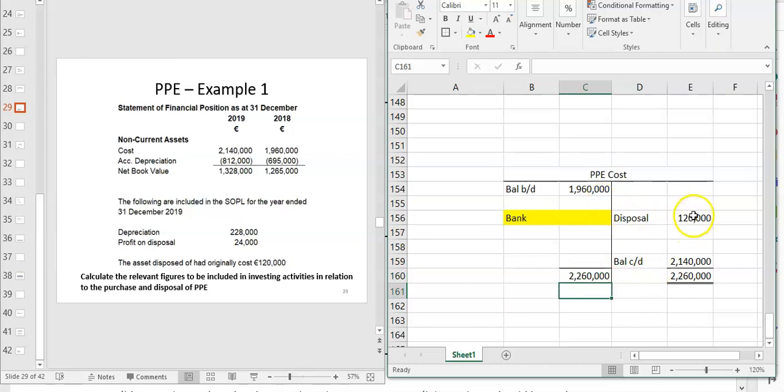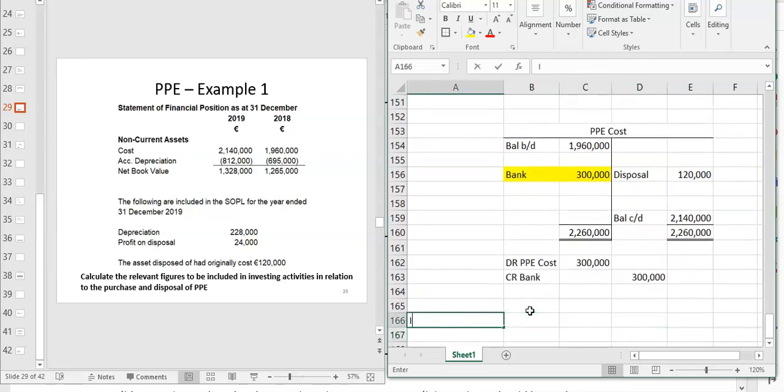So if I disposed of 120, I have 1960 opening balance minus 120 gets me to 1840. But I actually have 2140 at the end of the year. So I must have acquired new property, plant and equipment, which would have been debit PP cost, credit bank, 300,000. And that 300,000 is an outflow. It is the acquisition of property, plant and equipment. So you'd put it there as minus 300.